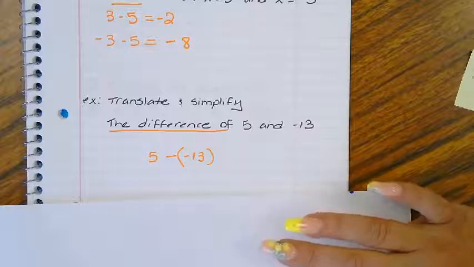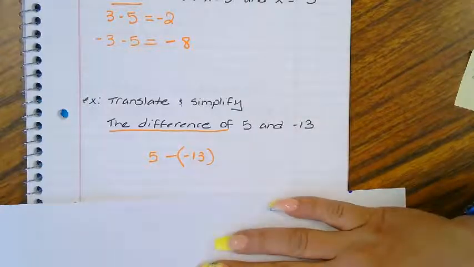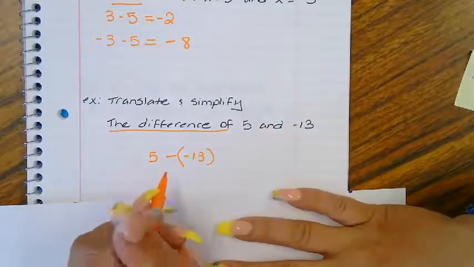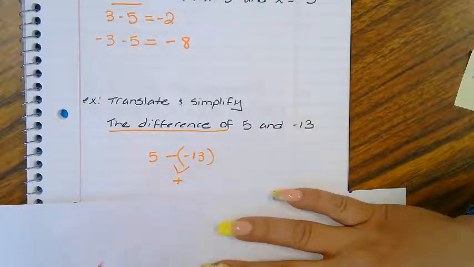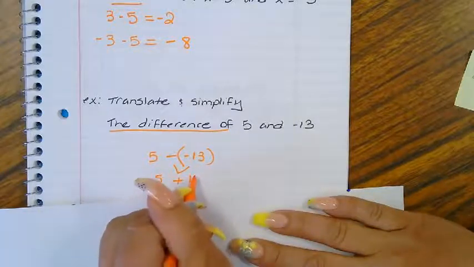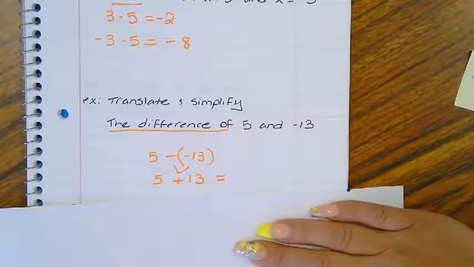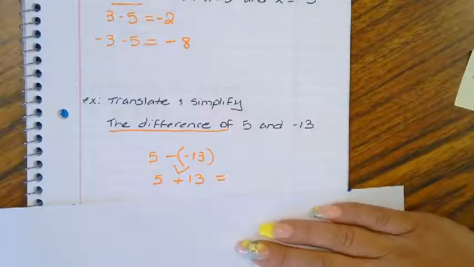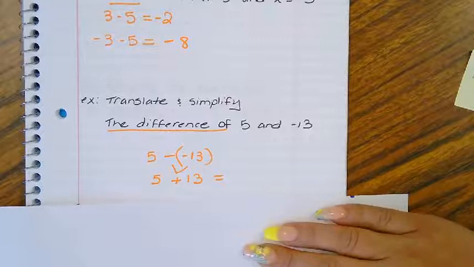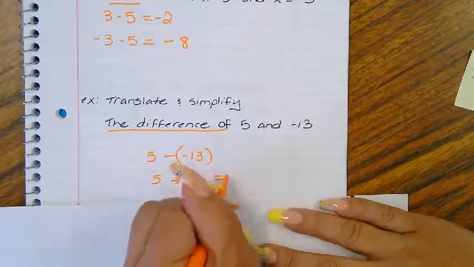Okay, now you can see we have 2 negatives next to each other. So those are going to become a positive. And we're going to be left with 5 and 13. So what's our answer? This one's easy, right? 5 plus 13. 18.